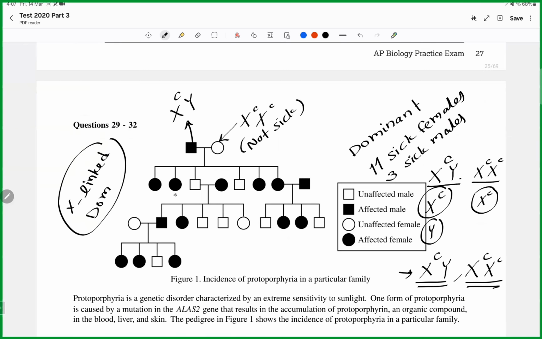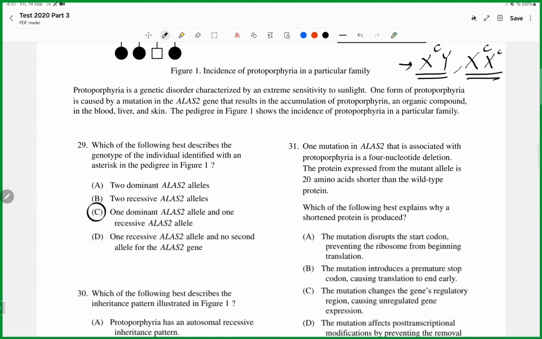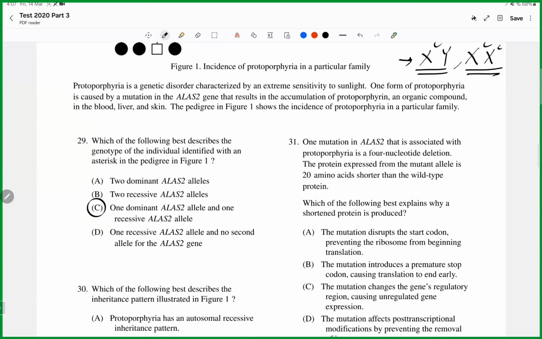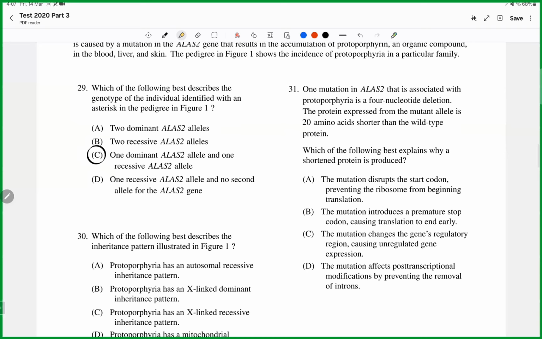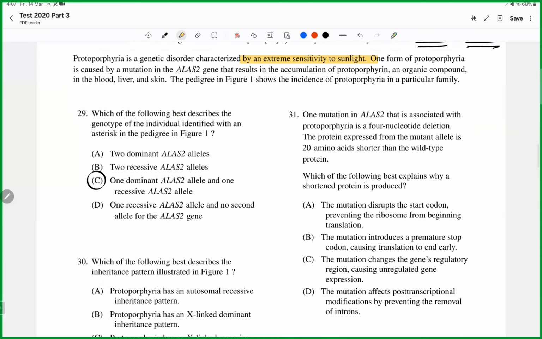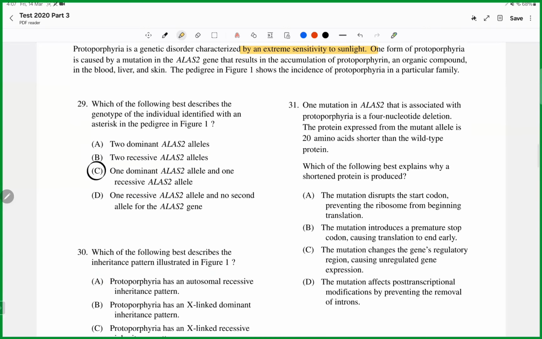Don't worry about that. I mean, these guys get sick by sunlight. What? They're very sensitive to sunlight. That's not good. That's not good. Really? He's right. Okay.